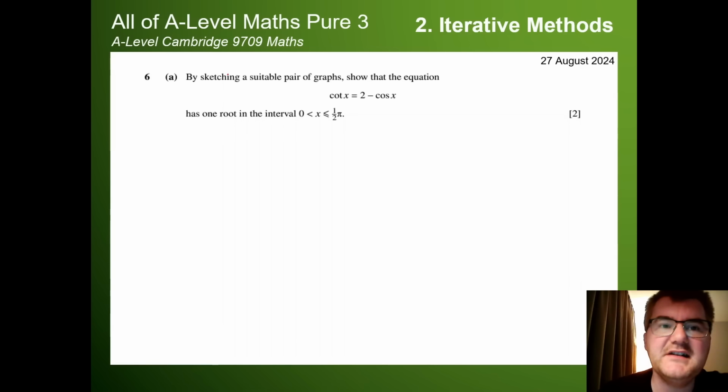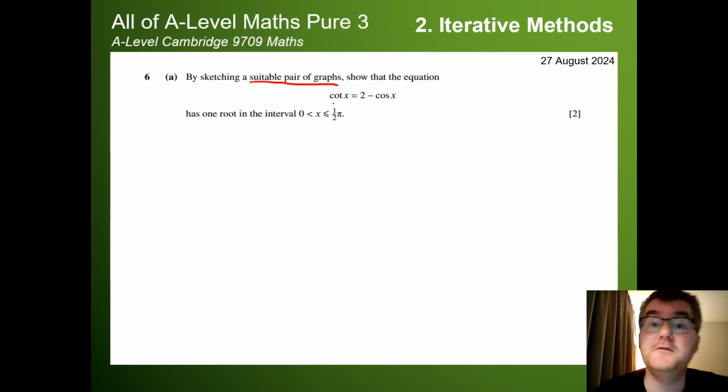So we've got question 6. So sketching a suitable pair of graphs. So you do need to know your graph sketching. Show that cot x is equal to 2 minus cos x, and that has one root in the interval between 0 and pi over 2.